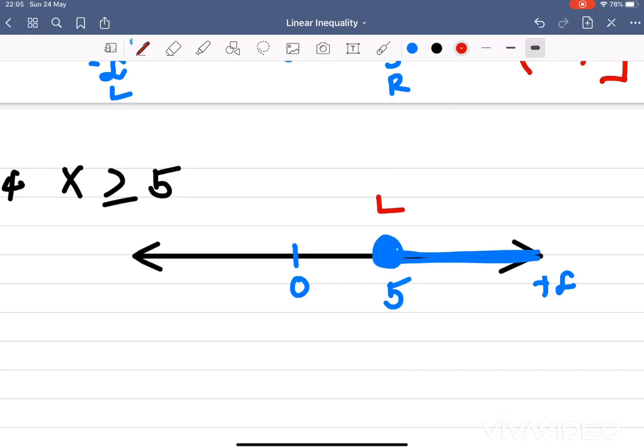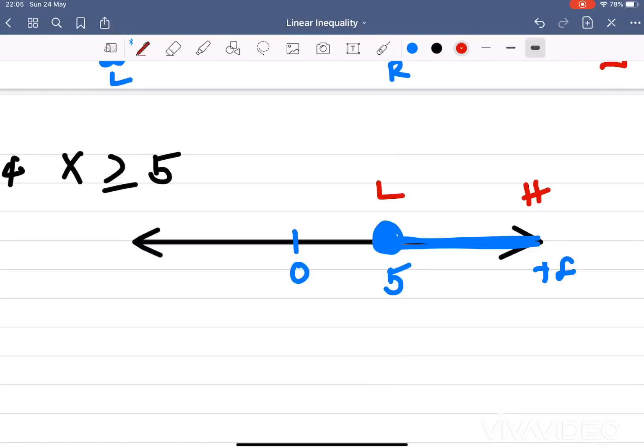So this is left, this is right. So we will start to the left. Since 5 is included, it's a closed circle, so we will use a bracket and then write 5. And we will stop at positive infinity. That's all.